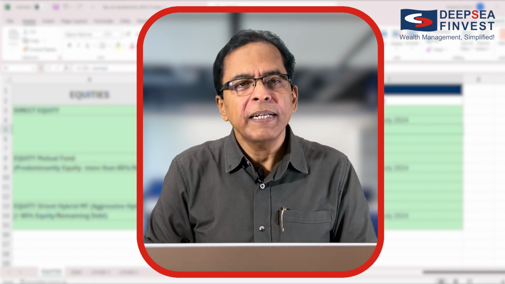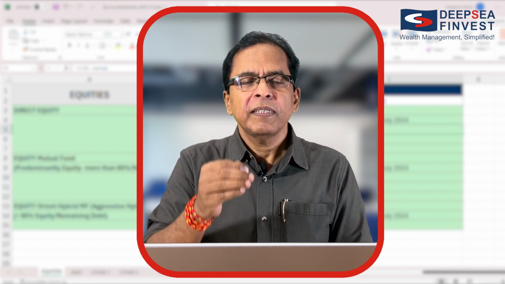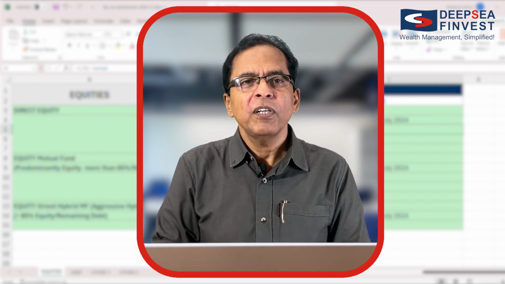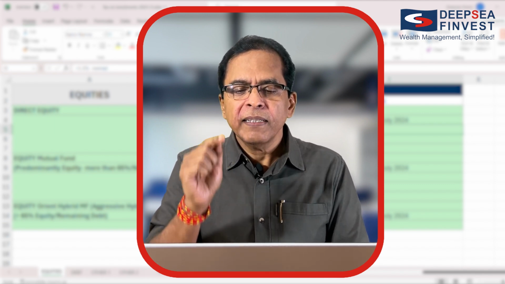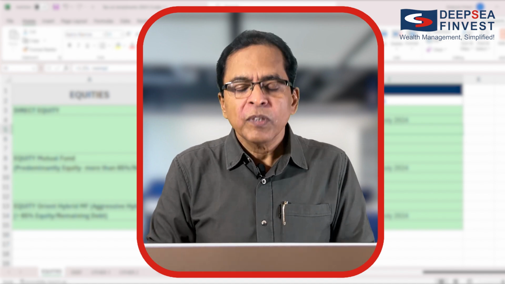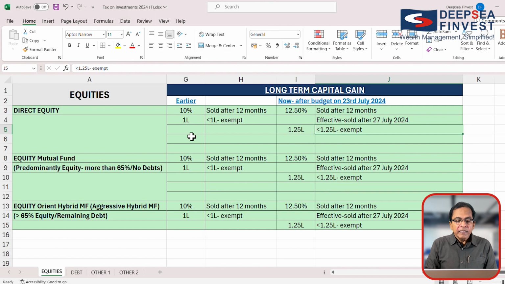You don't have to pay any taxes. If the return is, say, 1,50,000 and the exemption limit is 1,25,000, you have to pay tax at the rate of 12.5% only on 25,000. As you see, the exemption limit has been increased from 1 lakh to 1,25,000, and this is applicable for all these three categories. So here we discussed the tax implication as per the new provisions for the equity related instruments.